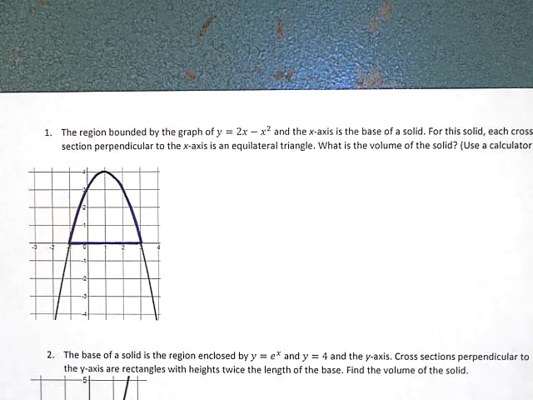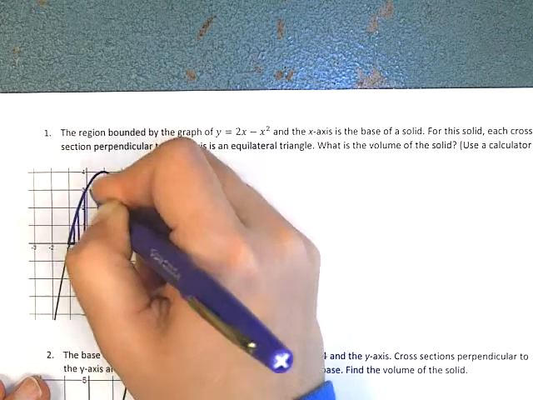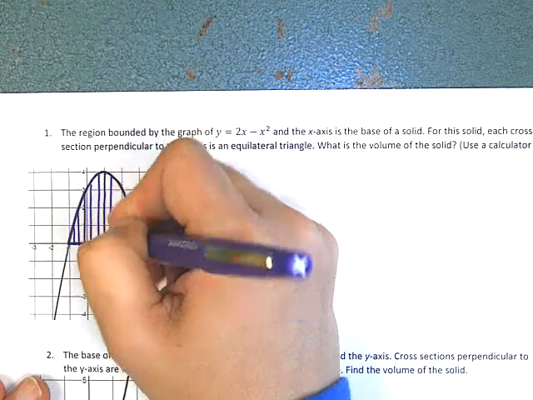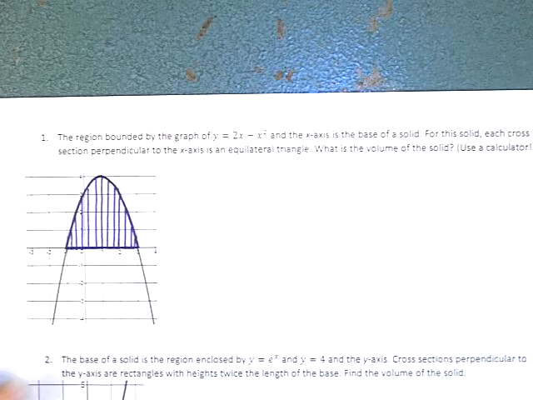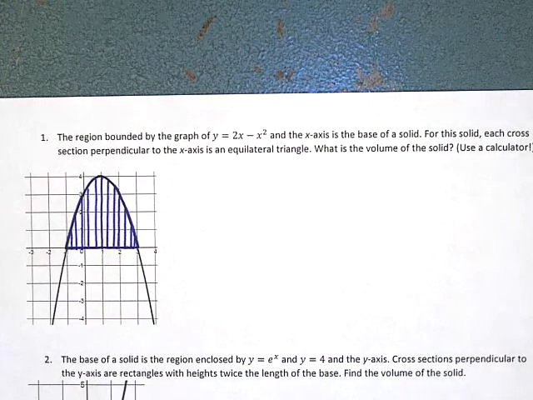Now, as we saw in our demonstration and our investigation in class, when you see these cross-sections from above, they're so skinny that they just look like straight lines. So in this case, all of the cross-section would be straight lines perpendicular to the x-axis, so going this way. And each of these is going to be an equilateral triangle. What is the volume? We're going to use a calculator for our final evaluation here to actually type it in and get our answer.